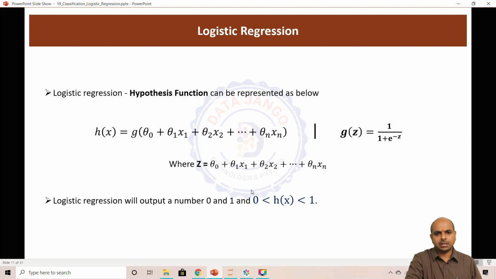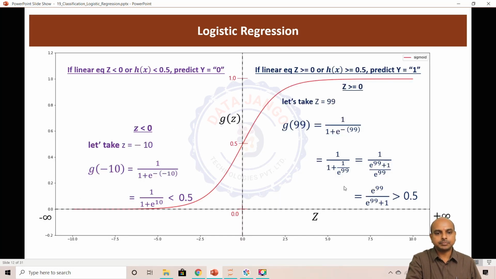As we have seen, the logistic regression algorithm always outputs a number between 0 and 1, and it is never equal to 0 or 1. 0 less than h of x less than 1. We will see why in the next slide. If you look at this curve for different values of z, the linear combination, when you substitute into 1 by 1 plus e power minus z, g of z, we get this curve. It's a non-linear curve. On the x-axis we have the linear combination of inputs, and on the y-axis the logistic regression output.